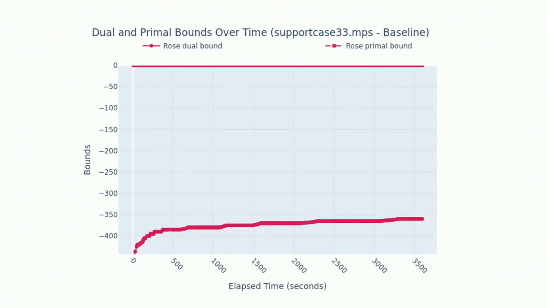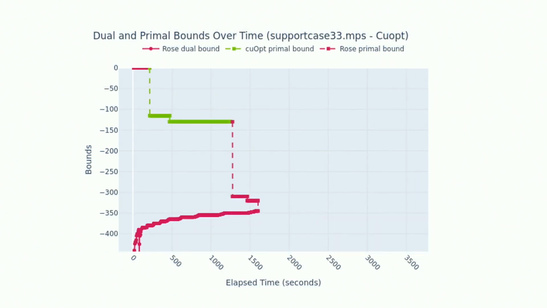A more interesting case is a problem like this, where ROSE does have some updates, but it's not making nearly as much progress as we'd like to see. In this case, distributing it, we see a lot better results, but running in this single case, we were hoping for a little more gap closure. But when we ran it with cuOpt, it gave us some really good early solutions, and ROSE is able to take that and drive it to optimality much quicker.